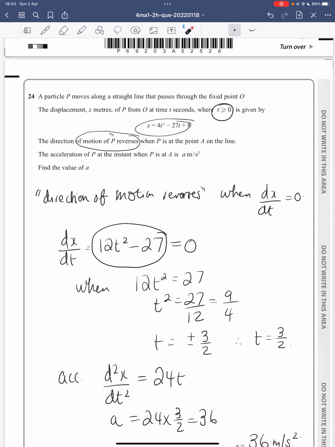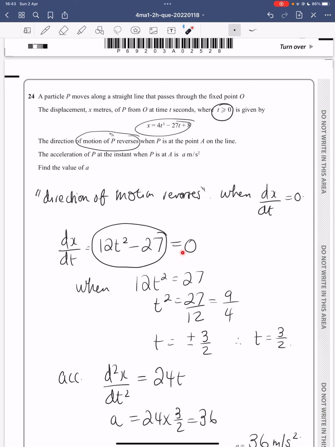So started with, this is the direction of motion reverses. That's when the velocity, or dx by dt, is equal to 0. So you've got to know that. Okay, dx/dt, so now I've moved on to this one. The power multiplies the number that's there already, 12t, and the power drops by 1, squared. Minus 27, because it's t to the 1, so it comes minus 1 times 27, minus 27, t to the 0, which is 1. And 8 differentiates to 0.